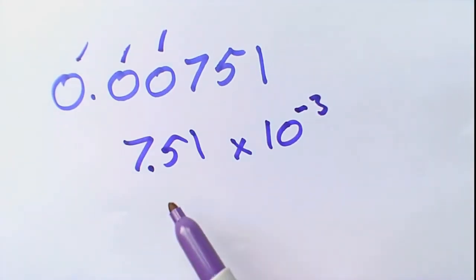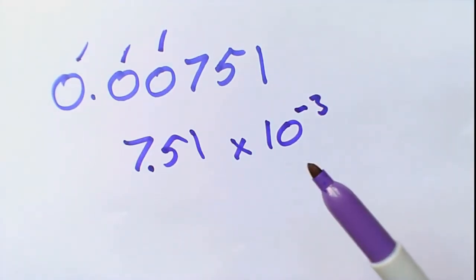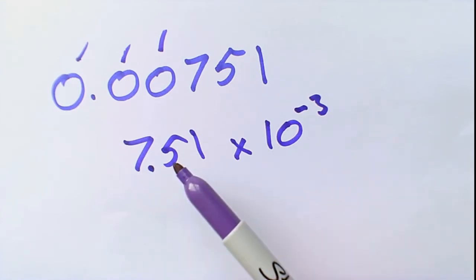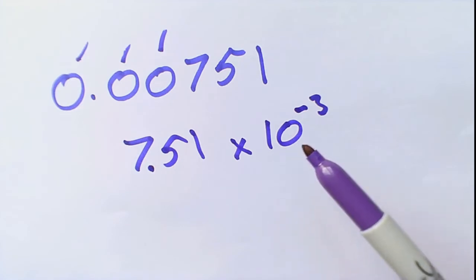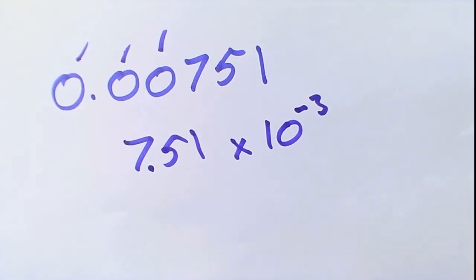It's not 7.51 times 1,000. It's actually 7.51 divided by 1,000. But it turns out that timesing by 10 to the minus 3 is the same as dividing by 1,000.